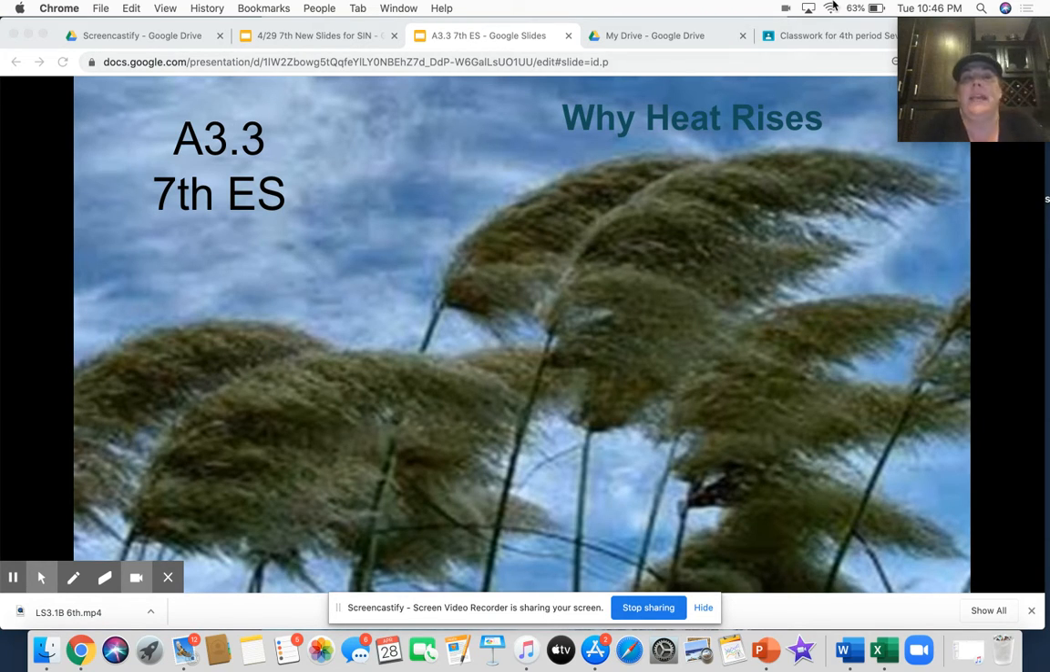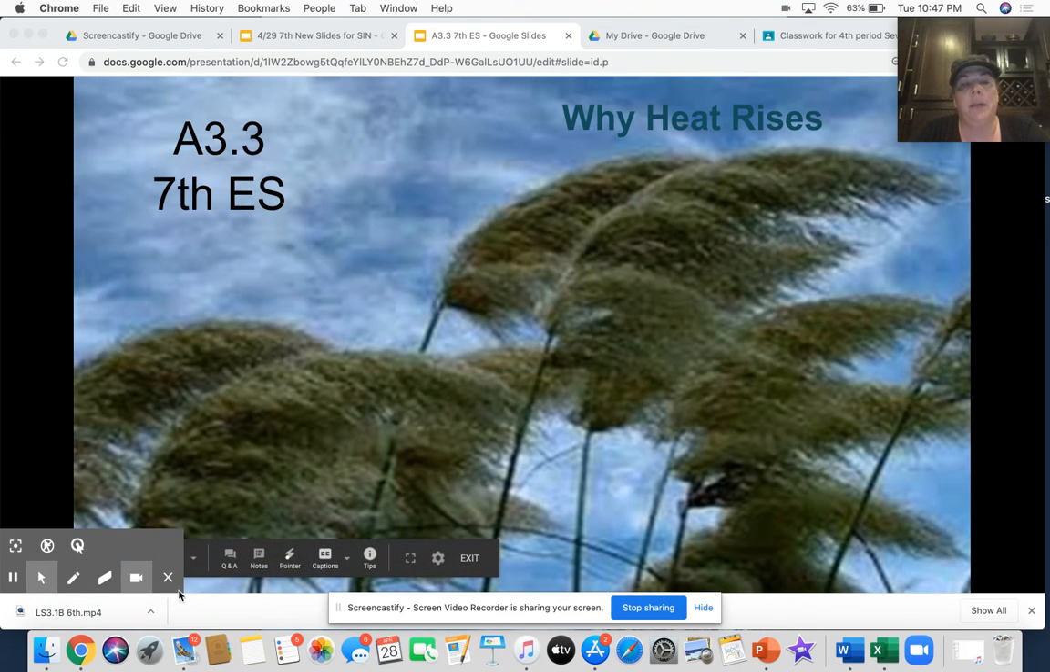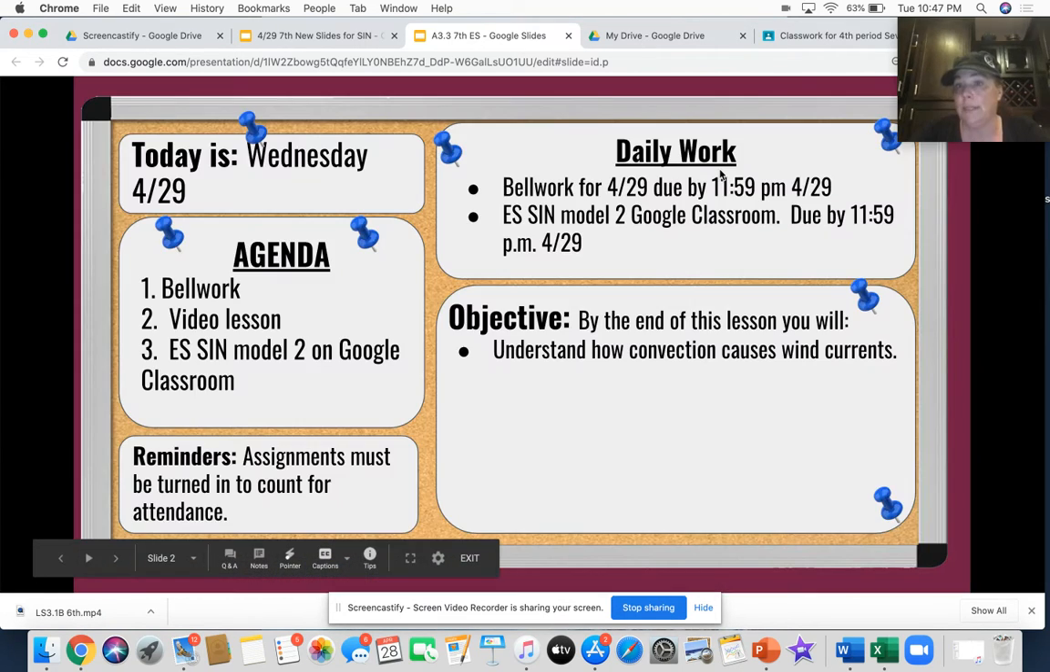All right, today is our last lesson for lesson 3. And so we're doing activity 3.3, Why Heat Rises. And if you can tell by our little picture, we're going to be explaining what happens to cause wind.